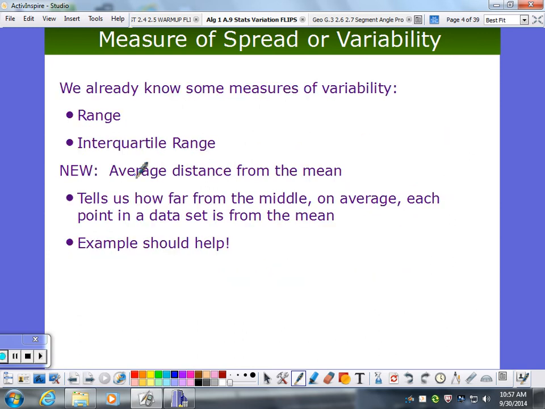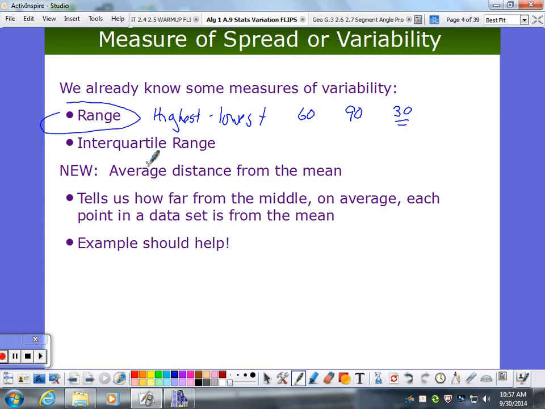Okay, all right. Now, measures of spread, we've already looked at some of them. Remember range? Range is the difference of the highest and the lowest, and it's a range of numbers. So if your lowest test score was a 60, and your highest score was a 90, what's your range of values? 30. They're 30 apart.